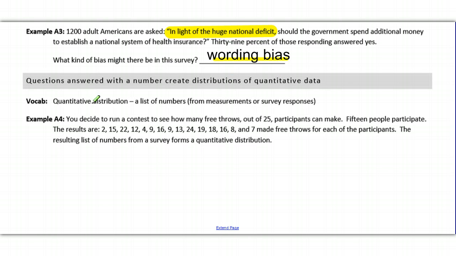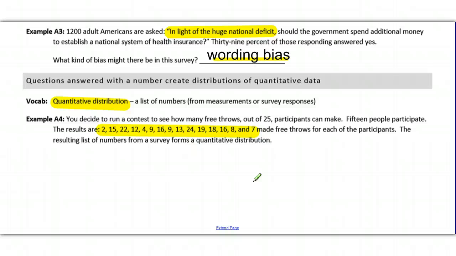Then we're going to just skip down here to questions answered with a number create distributions of quantitative data. Vocab for that is a quantitative distribution, and all that is a list of numbers. So you can see down here, starting at 2, going all the way down, that is a quantitative distribution. Usually it's the kind of thing that if you want to study something, let's say those 40-yard dash times of football players, and you put them all in a big list, that would be a distribution.